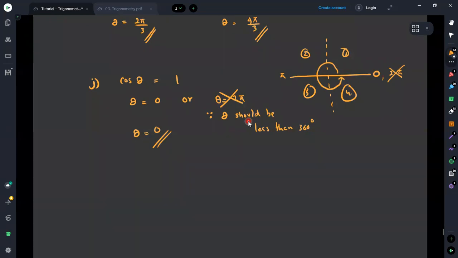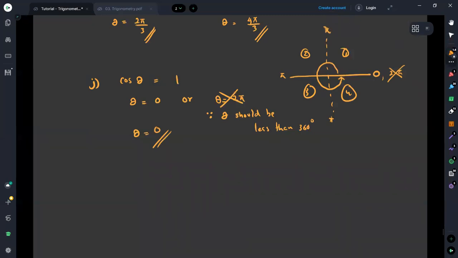We can get cosine theta as 0 at any odd multiples of π over 2 on the vertical axis, but we are not getting cosine theta as 1 there. And we are getting cosine theta equal to minus 1 at odd multiples of π.